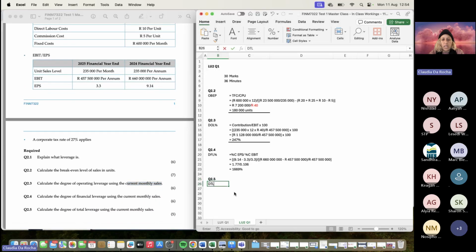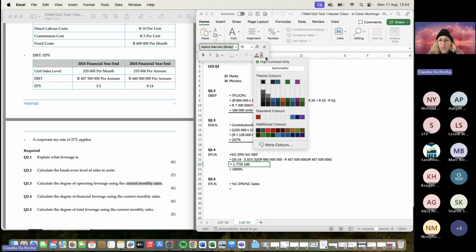Right, now we've got the last one, the degree of total leverage. With the degree of total leverage, the formula is the percentage change in EPS divided by your percentage change in sales. So your percentage change in EPS, how do we calculate that? Your percentage change was over here. It's the same one that we had here. So if I highlight that in a different color for you.